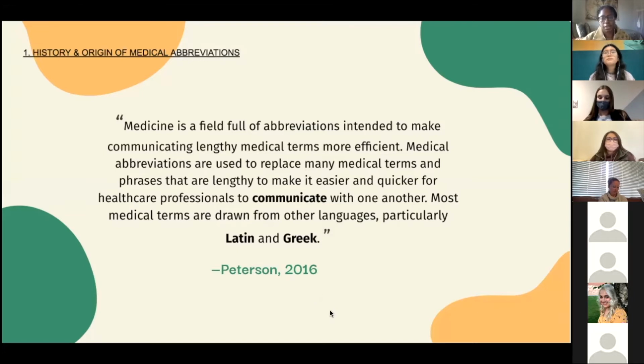So the basis of it all is that it's important for communication. It makes it easier and efficient, because medical terminology can be long and lengthy, and there are a lot of root words in Latin and Greek involved.